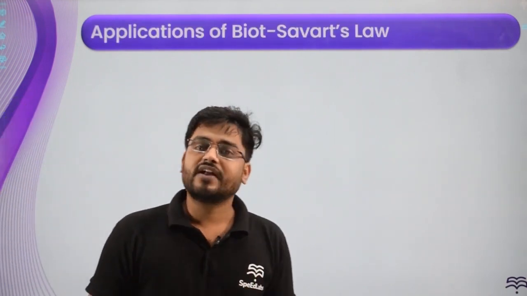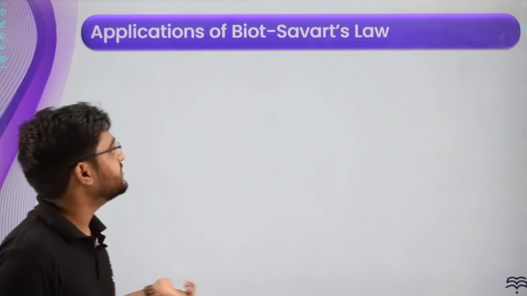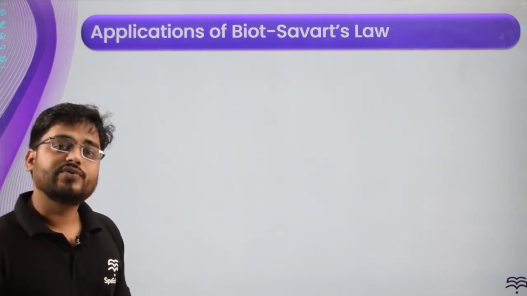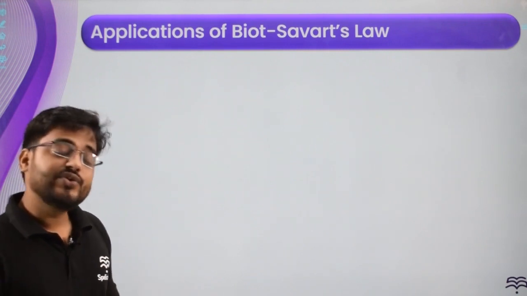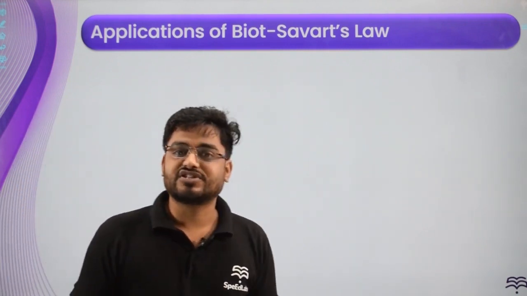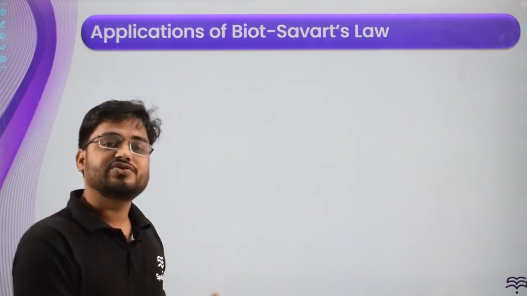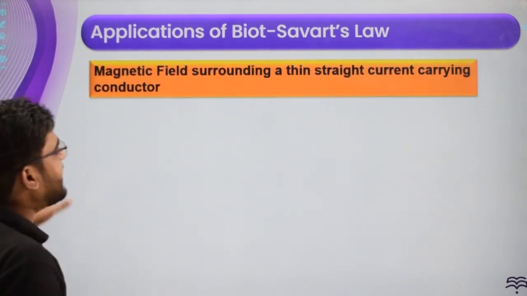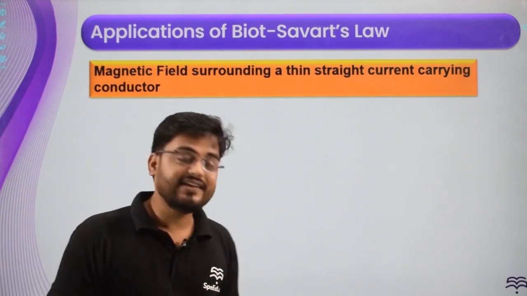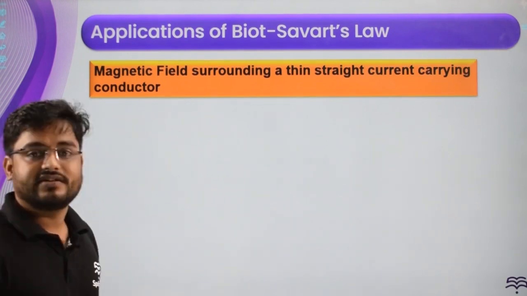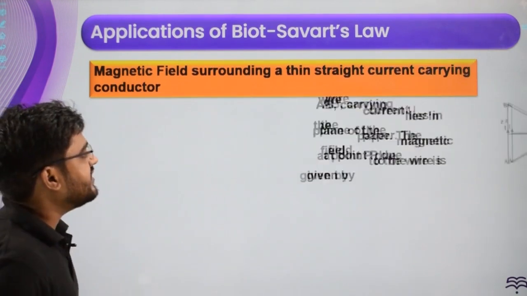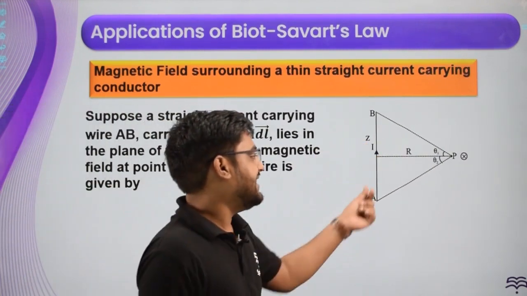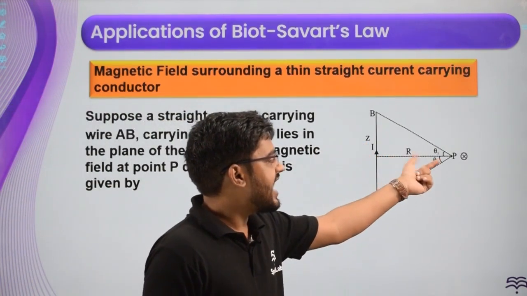So what we are going to do is utilize Biot-Savart's law and find the magnetic field due to various current distributions, various current carrying wires. In first, that is the magnetic field surrounding a thin current carrying conductor. So here we have a conductor. This is a piece of conductor carrying I current, at a distance r at point P.